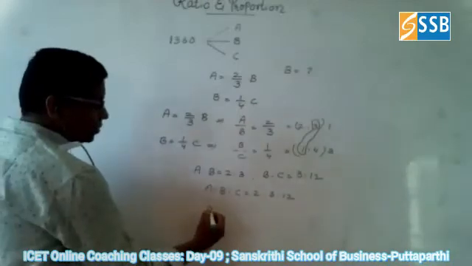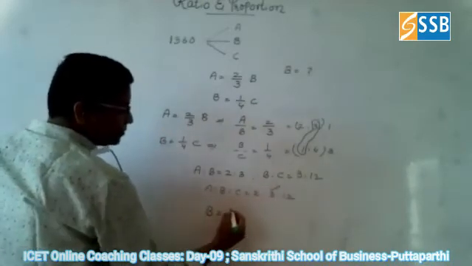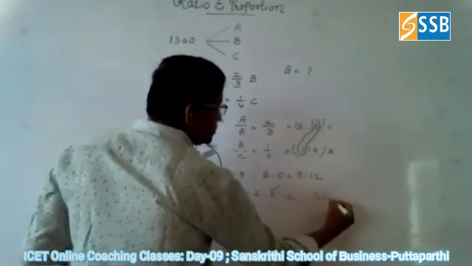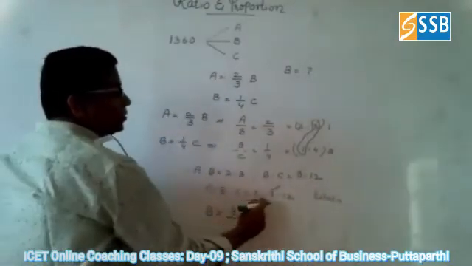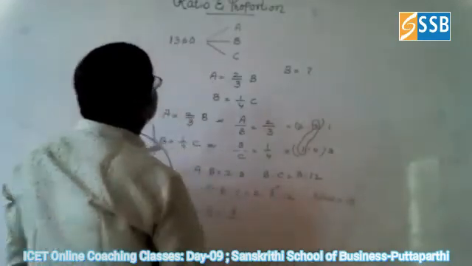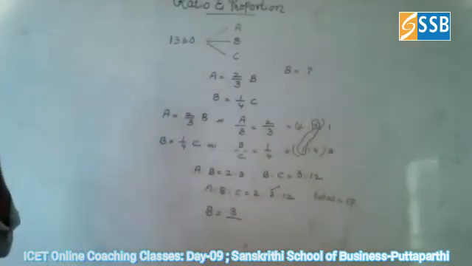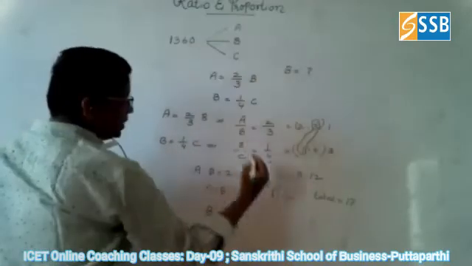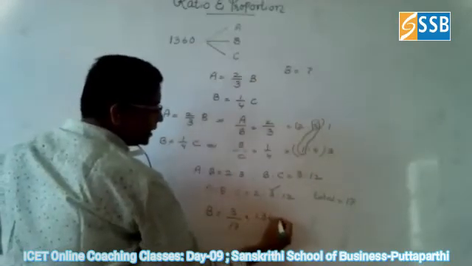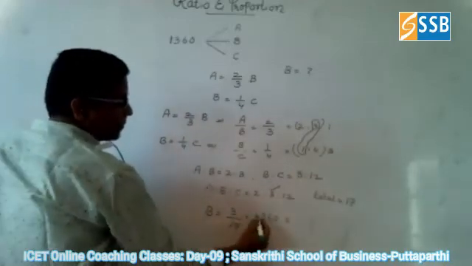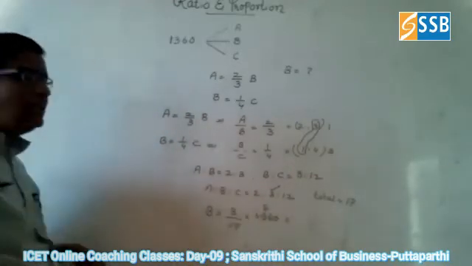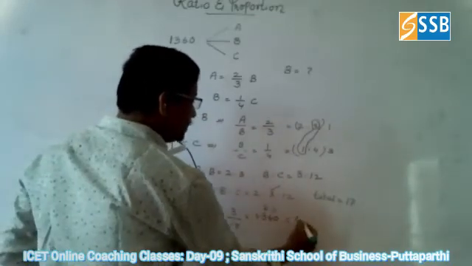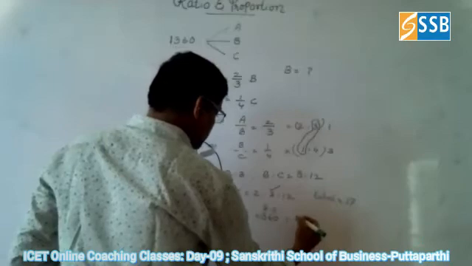B's part is 3 divided by the total ratio. Total is equal to 17. So 3/17 into the total, how much we are dividing? 1360. 17 8s are 136, so 80. So that is equal to 3 into 80, 240.